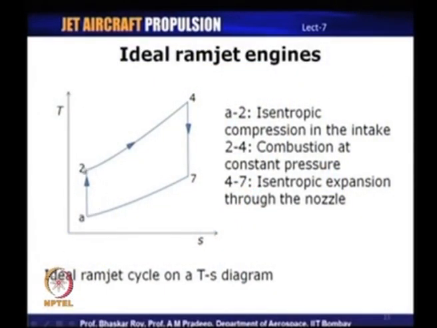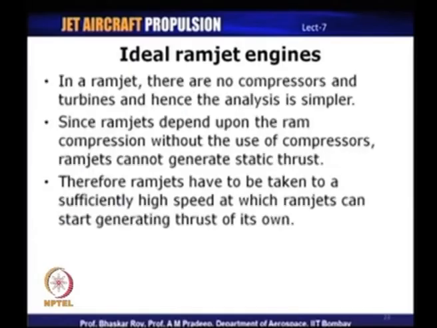So, a T-S diagram of an ideal ramjet cycle would look like this. There is an isentropic compression taking place in the intake, followed by combustion at constant pressure, and then there is an isentropic expansion through the nozzle between stations 4 and 7. So, this is how an ideal ramjet cycle would be, a very simple cycle that resembles a Brayton cycle very closely. Now, in a ramjet engine there are no compressors and turbines, and therefore its analysis is quite simple, because you do not have too many complex geometries present in a ramjet.